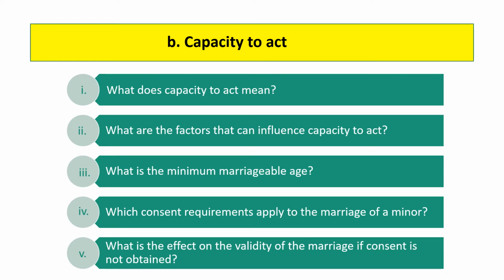In relation to the requirement of capacity to act, there are a number of questions which you will have to be able to answer at the end of this week and after having worked through this presentation as well as the prescribed material. Firstly, what does capacity to act mean? Secondly, what are the factors that can influence a person's capacity to act? Thirdly, what is the minimum marriageable age for each of the recognized unions in South Africa? Fourthly, which consent requirements apply to the marriage of a minor where it is allowed? And lastly, what is the effect on the validity of the marriage if consent is not obtained?